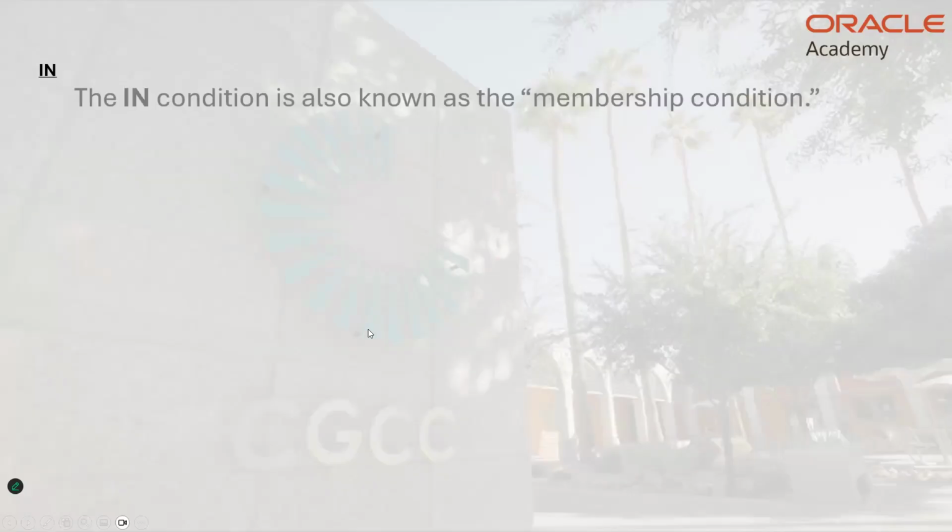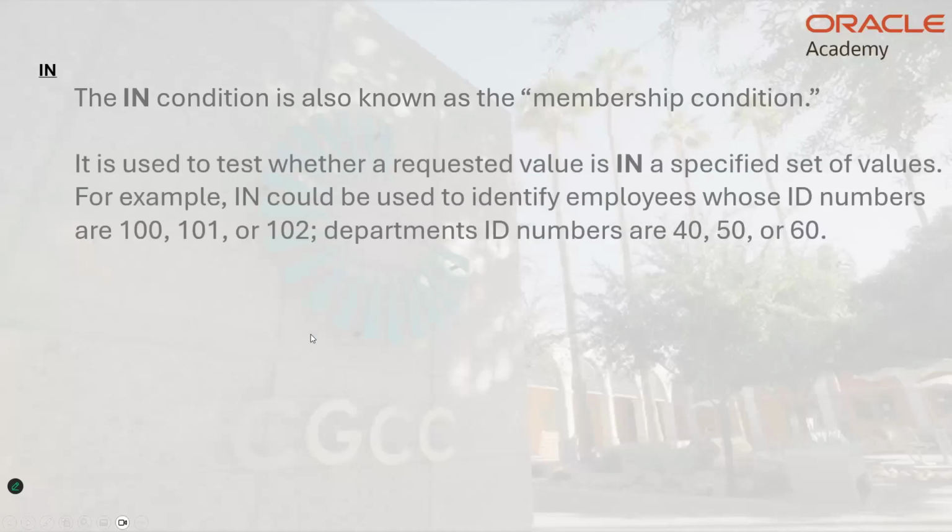All right, the IN condition is also known as a membership condition, and this is true for a lot of programming languages as well. We use it to test whether a requested value is in a list of values. For example, IN can be used to identify employees whose ID numbers are 100, 101, or 102, or departments whose ID numbers are 40, 50, and 60. So it has to be one of those values to return a result.